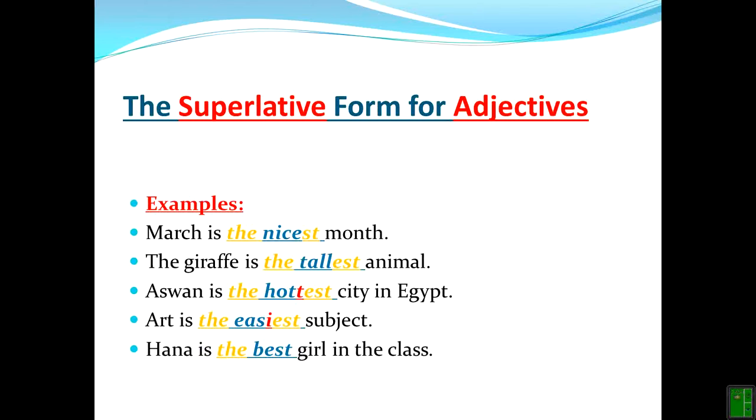Number 5 and the last, Hannah is the best girl in the class. Look at the word best. It is formed from the adjective good. From the adjective what? Good. So we change the adjective good into the word best, so it will be the best. So Hannah is the best girl in the class.